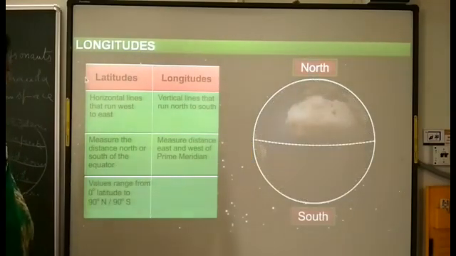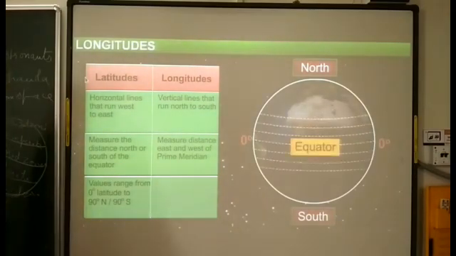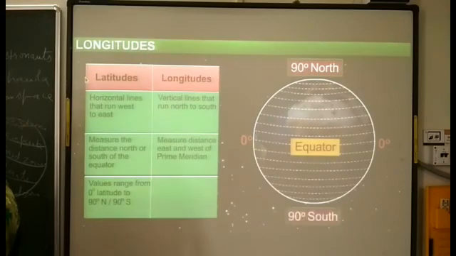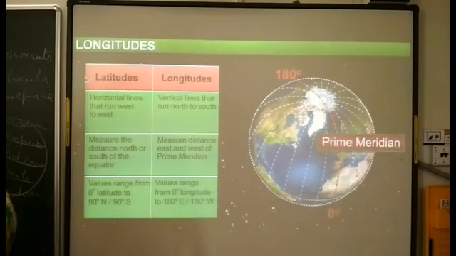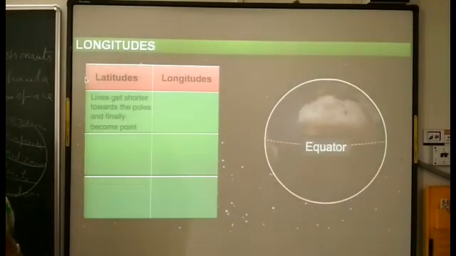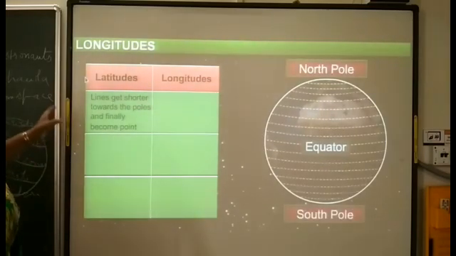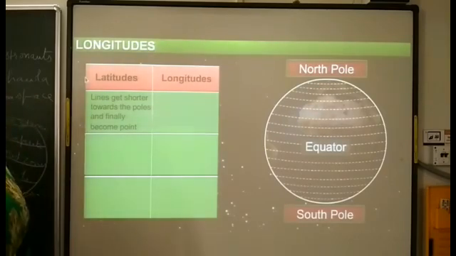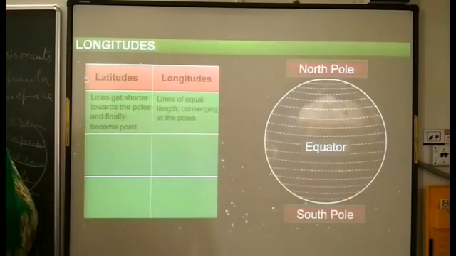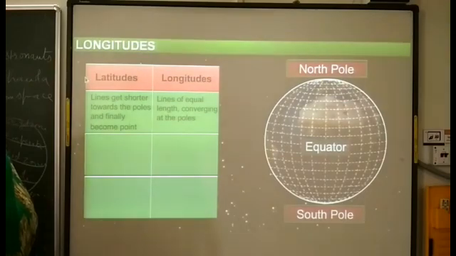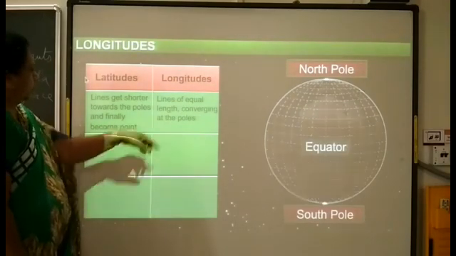Values of latitude range from 0 degree at the equator to 90 degrees north or 90 degrees south at the poles. Values of longitude range from 0 degrees at the prime meridian to 180 degrees east or 180 degrees west. The lines of latitudes get shorter as we move towards the poles. At the two poles, latitudes become points. Longitudes, on the other hand, are all of equal length. All longitudes converge to meet at the poles.